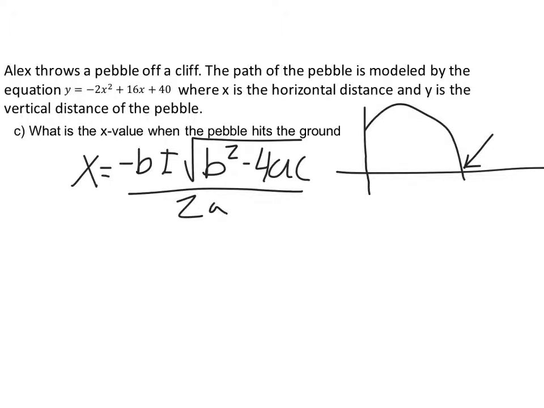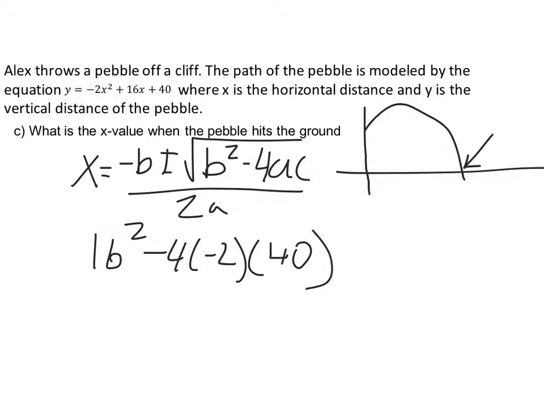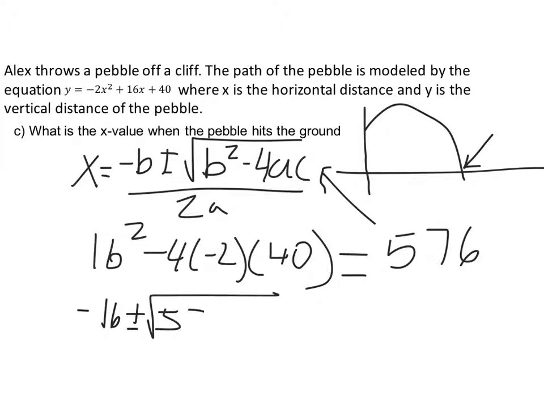Okay, so let's do that b squared minus 4ac part first. So I'm going to have 16 squared minus 4 times negative 2 times 40. Okay, we're going to go ahead and plug that in our calculator. Now that's going to equal 576. Okay, now we're going to plug that back into this part here. So let's go ahead and rewrite this. Our negative b, so negative 16 plus or minus the square root of 576 all over 2 times negative 2.